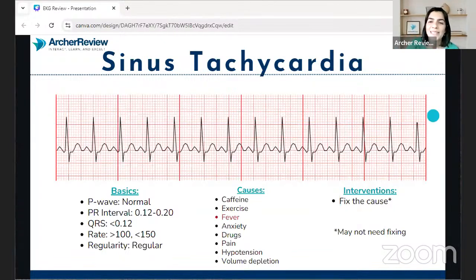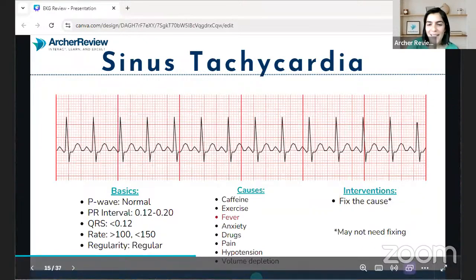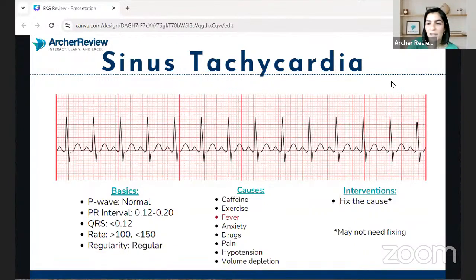So how do we know this is sinus tachycardia and not a ventricular tachycardia? Can anybody tell me that? I have to keep my chat box open too as I'm talking.